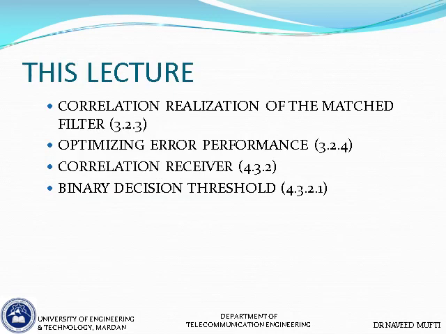So this week, we will start off by looking at the correlation realization of the matched filter. And once we do that, then we'll be looking at how we can optimize the error performance. And then we will look at the design of the correlation receiver. And finally, some discussion on the binary decision threshold. Many of these topics are a reinforcement or slight extension to the topics we discussed last week.